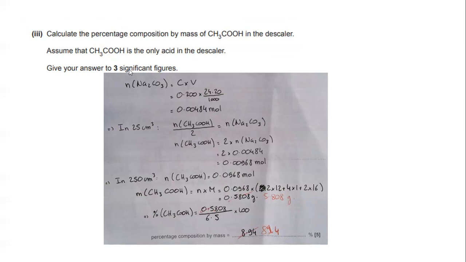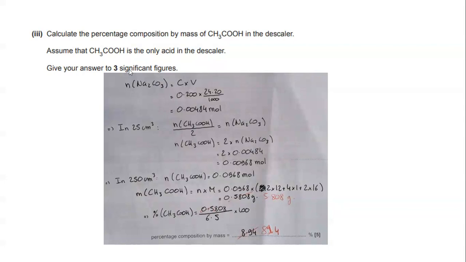So here's the calculation. Number of mole of Na2CO3 is concentration times volume, so 0.2 times 24.2 divided by 1,000, and that is 0.00484 mole. Then we know from the equation the number of mole of CH3COOH is 2 times the number of mole of sodium carbonate, 0.00968 mole. And that is in 25 centimeter cube. So in 250 centimeter cube is going to be 10 times this value, so 0.0968. So we have the number of mole of ethanoic acid that was in the descaler.